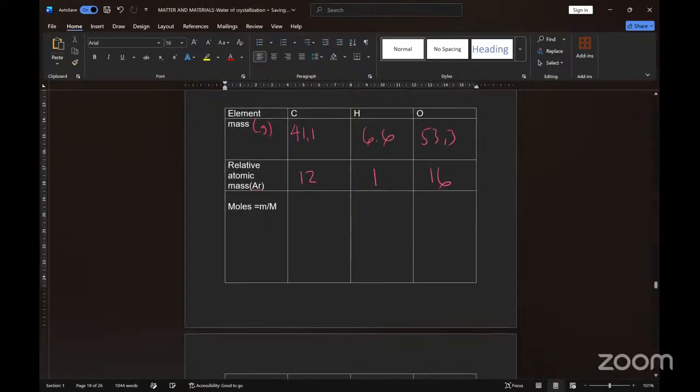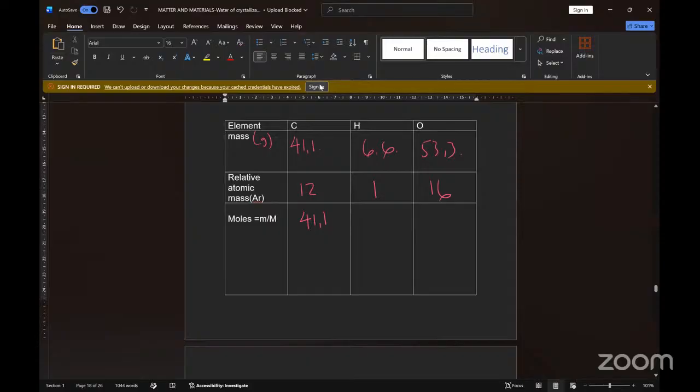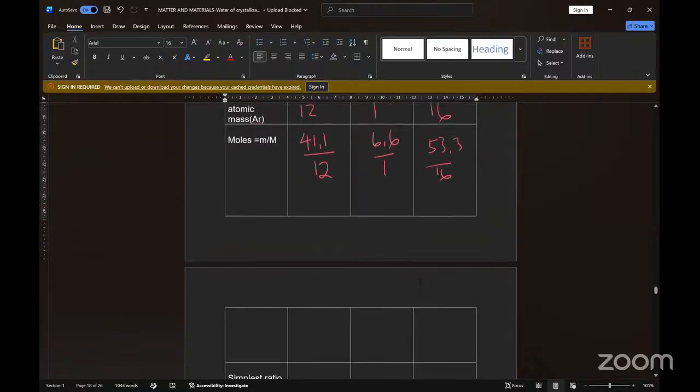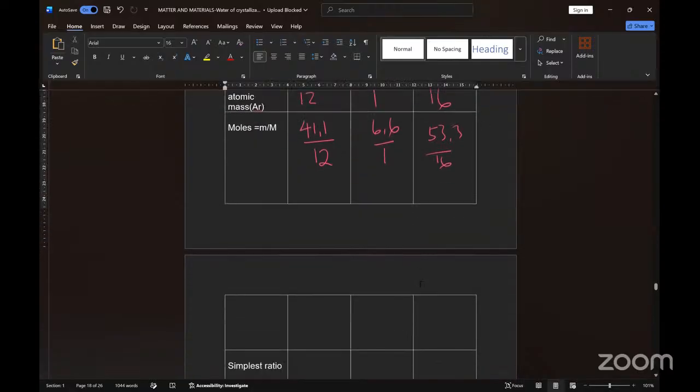So the number of moles of carbon is going to be the mass 41.1 over the molar mass, or the atomic mass in this case, like that. Hydrogen is going to be 6.6 divided by 1. And then your oxygen is 53.3 divided by 16. Okay. So you go to your calculator and let's do it.